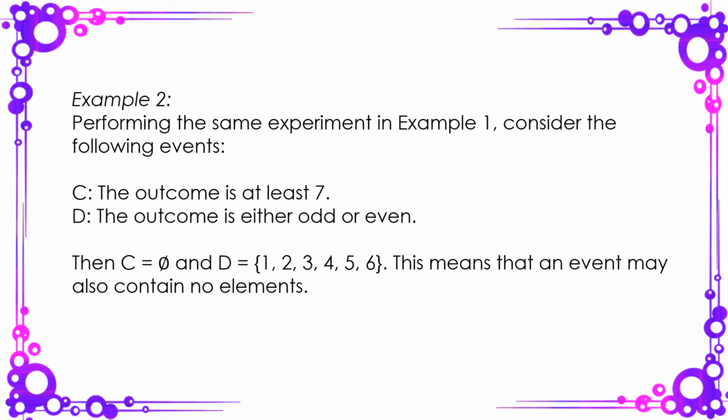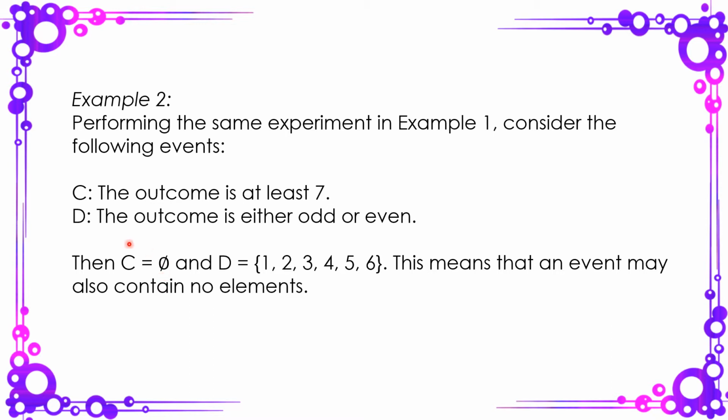Because if we are going to roll a die, and if we are going to look for the outcome that is at least 7, we all know that the possible outcomes are only 1, 2, 3, 4, 5, and 6. So if we are going to look for the outcome that is at least 7, it is an empty set. Again, it is an empty set. You see here the symbol for empty set. And take note that empty set is different from 0.